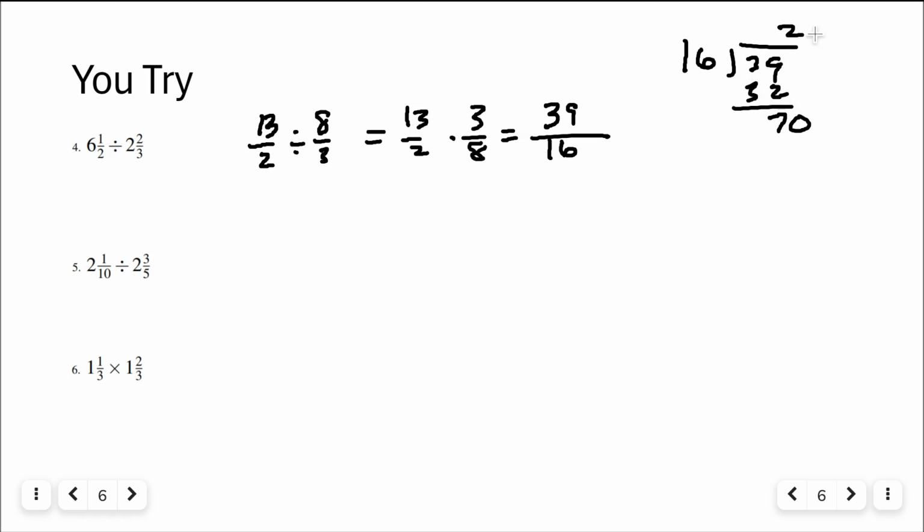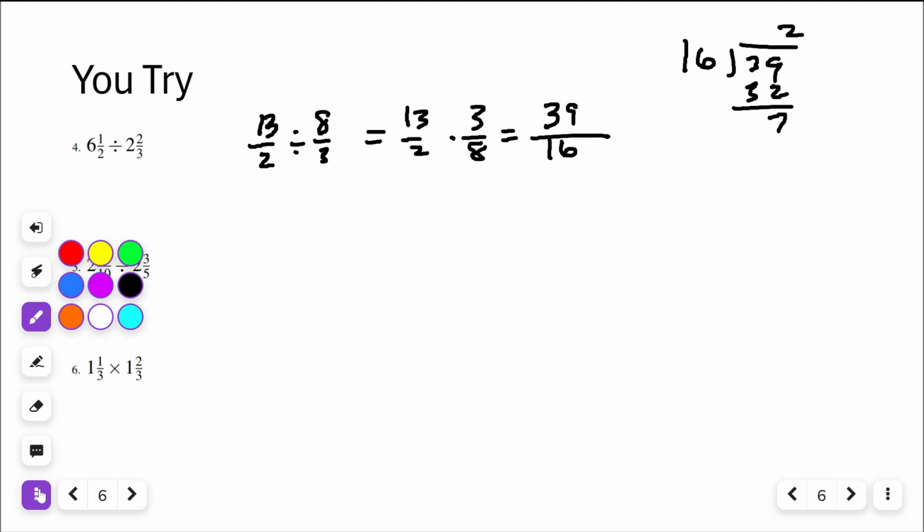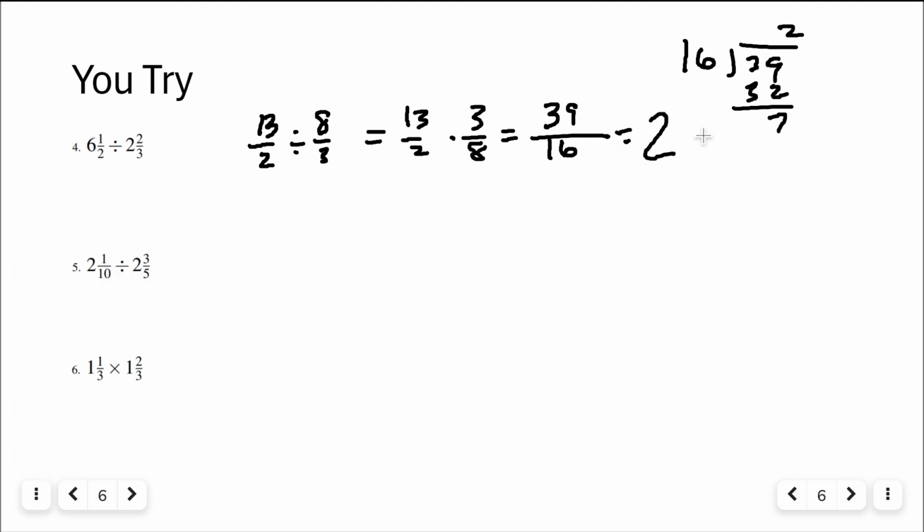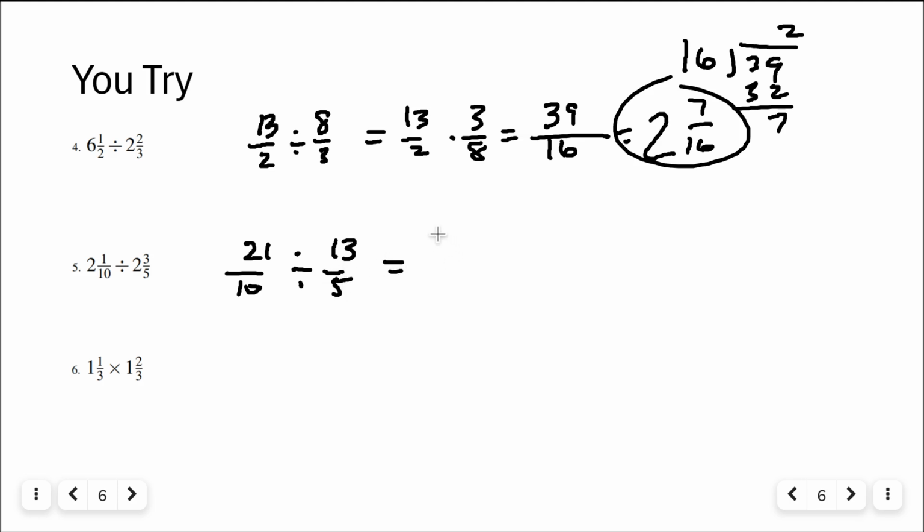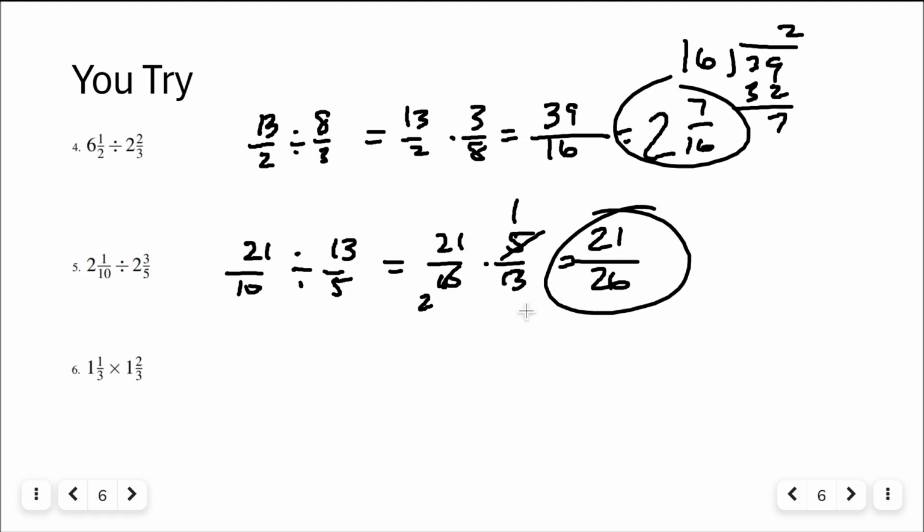Bring down the 0. Oh, no, I'm not bringing it down to 0. Nope. I'm just writing it as a mixed number. So this is 2 and 7/16. All right. So 2 and 1/10 is 21 over 10 divided by 2 and 3/5 is 13 over 5. So that's going to be 21 over 10 times 5 over 13. Cross out the 5, make a 1. Cross out the 10, make a 2. That's 21 over 26. Again, not an improper fraction, so I'm done.